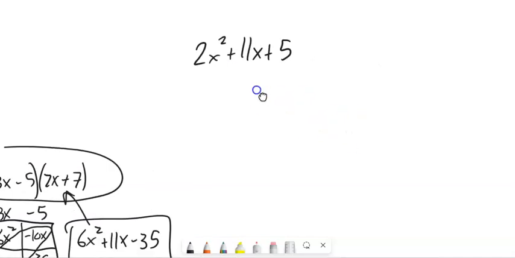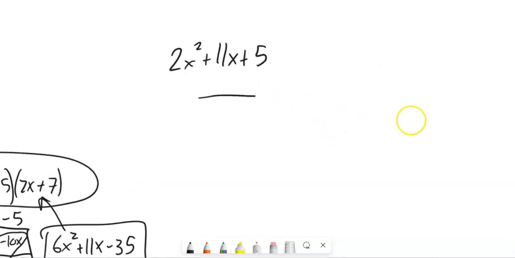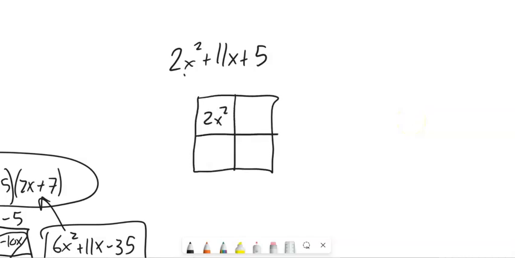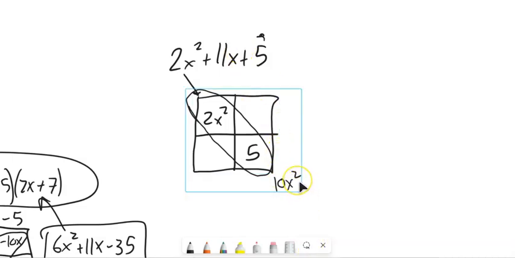So we are going to factor this. All right, let me set it up. 2x squared, that first term goes here. Last term is going to go here. And so then now I want these that are here to add to 11x. But notice if I multiply these together, I get 10x squared. They also have to multiply to 10x squared. So I want things that multiply to 10x squared and add to 11x. So then, like I was saying, I'm going to list factors of 10x squared.